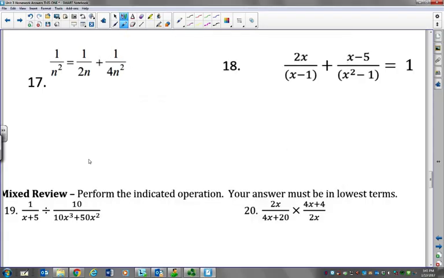And here's number 18. We need to get a common denominator, and in order to do that, we have to factor this first. So we have x plus 1 and x minus 1 as the factors. And we want all the denominators.